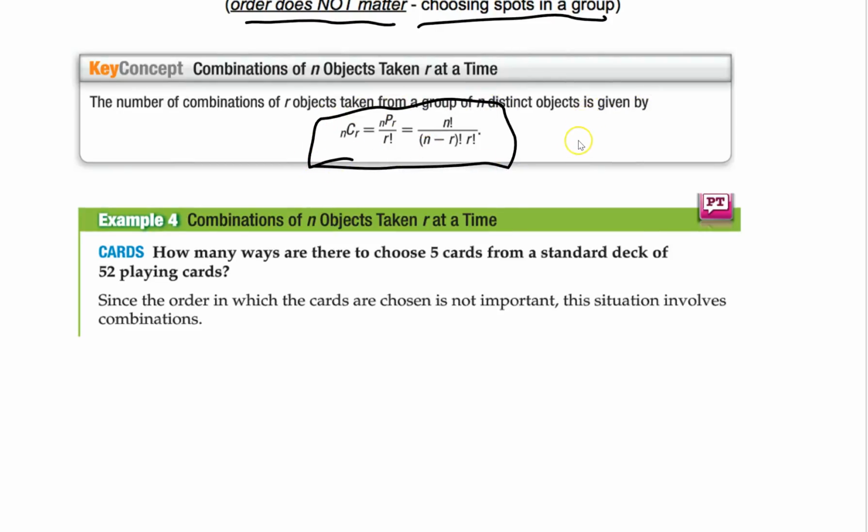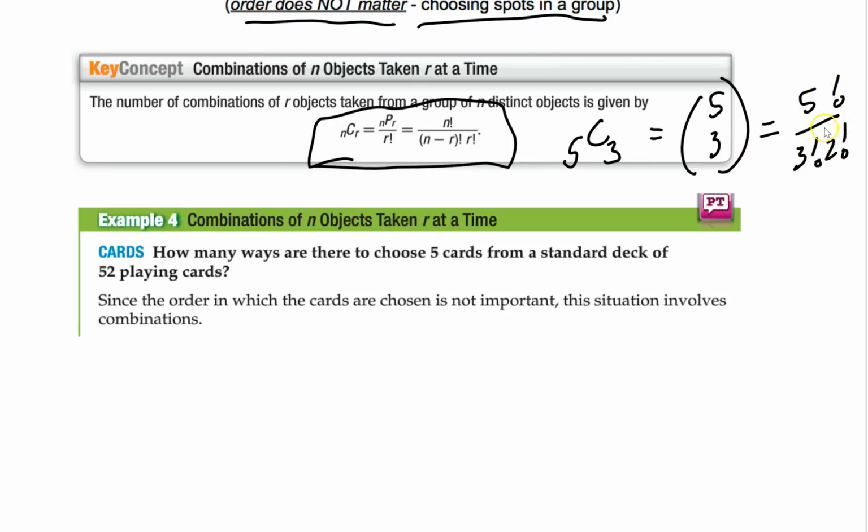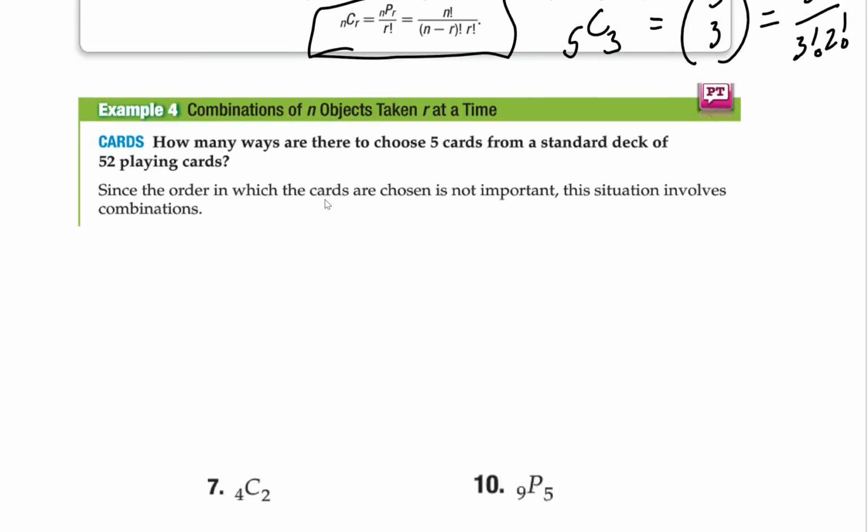So if I give you 5C3, it's the same thing as me saying this, right? Remember that notation, which is the same thing as saying 5 factorial over 3 factorial, and then subtract them, 2 factorial. As you can tell by the fact that the fraction is a lot bigger on the bottom there, it's going to be a smaller number. So let's do an example here.